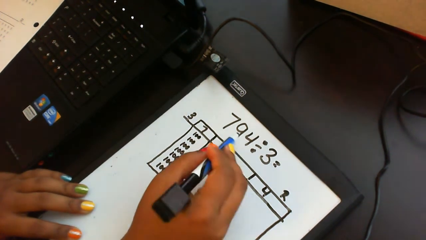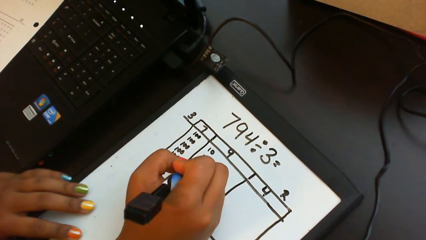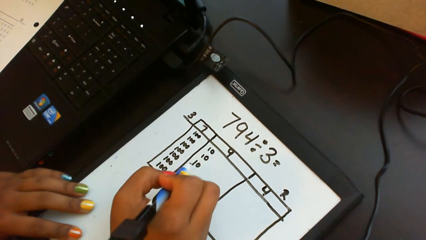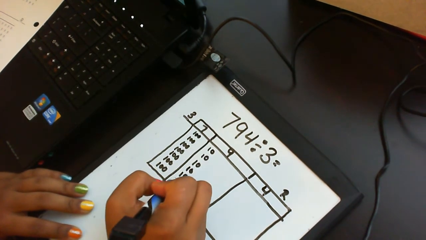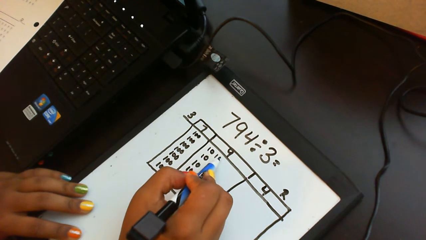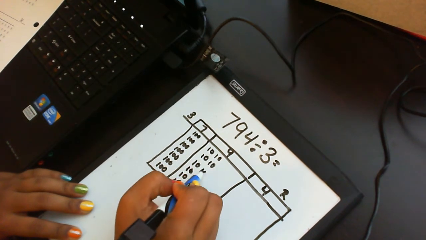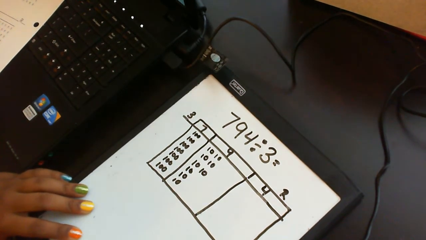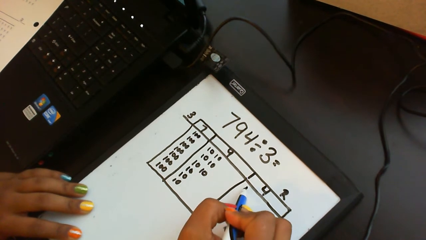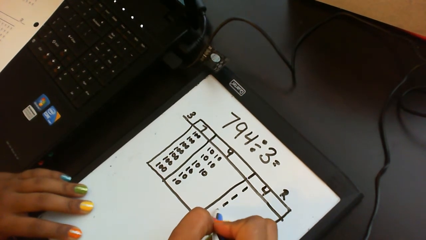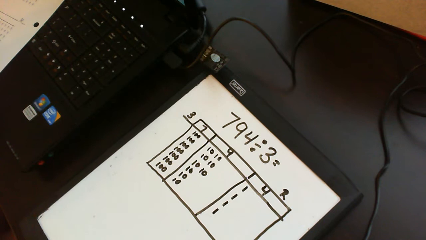So here it tells me I need 9. So I'm going to go 1, 2, 3, 4, 5, 6, 7, 8, 9. And I don't take up the whole box because most likely I'll probably have to bring some over here. And then for here, I just need 4. 1, 2, 3, 4. So that's basically how you would draw your box to set it up without having to draw all of these numbers.